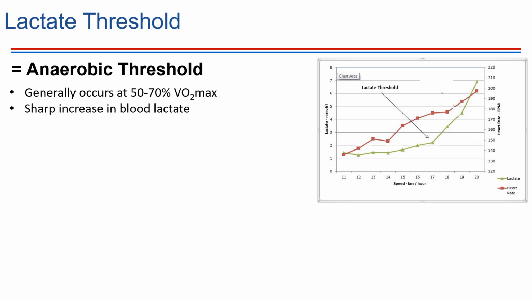So this is the lactic acid threshold, blown up a little bit more. Down here is the amount of lactic acid that we're producing, and in the red is our heart rate. You can see as the heart rate is working harder and harder, there's going to be a point where we see a little spike in the amount of lactic acid that's being produced. And generally that happens at about 50 to 70% of our VO2 max. You can see that sharp increase.